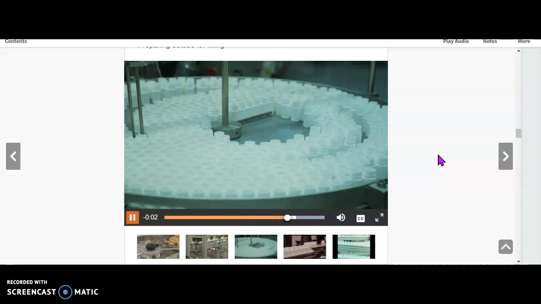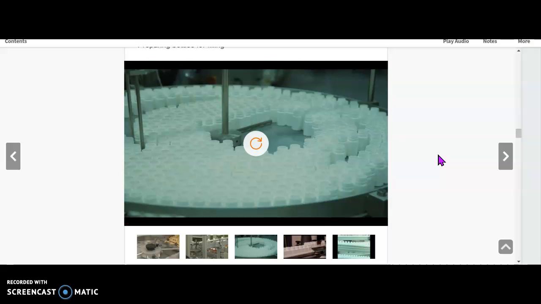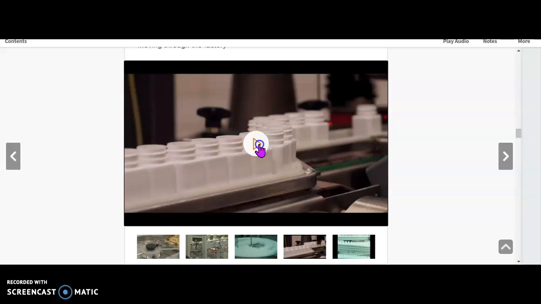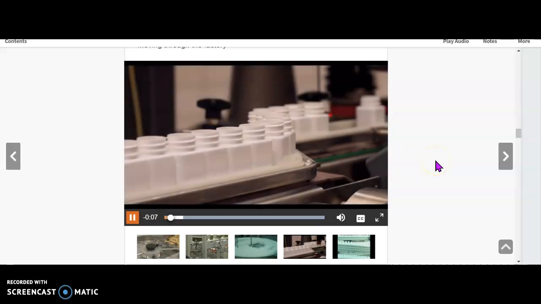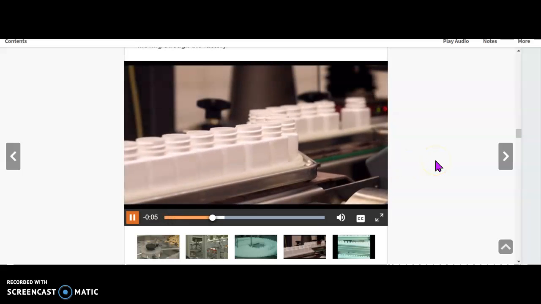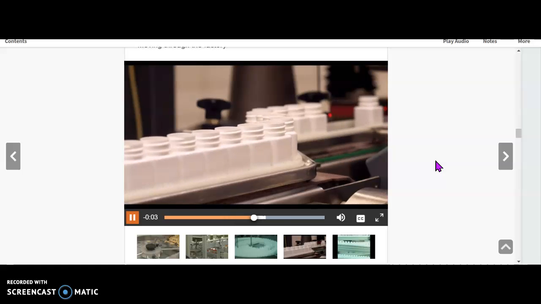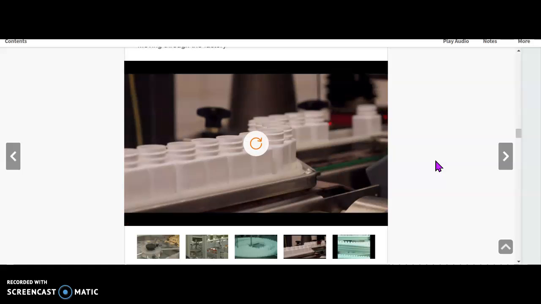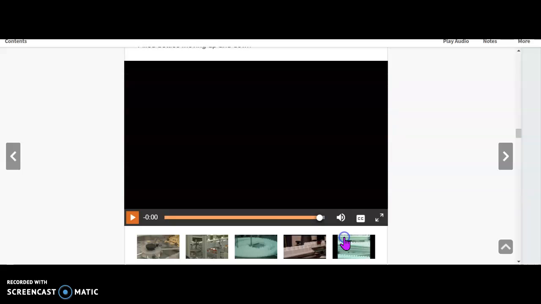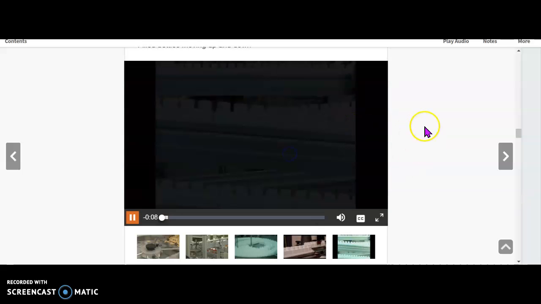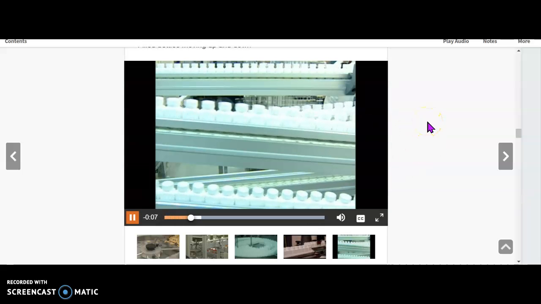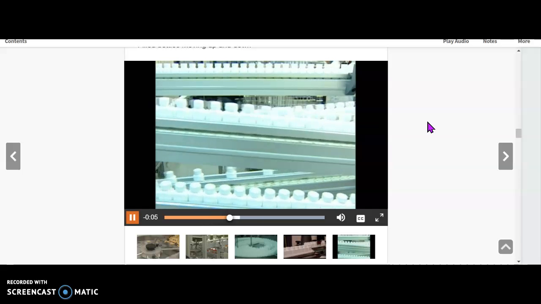Yeah, I see spinning. The bottles are spinning. Remember, this is a factory, so machines actually do this with the bottles. It looks like it's medicine, and they're going to put the medicine in the bottles. What motion is this? Right, it's zigzagging. What about this one? What motion do you see?